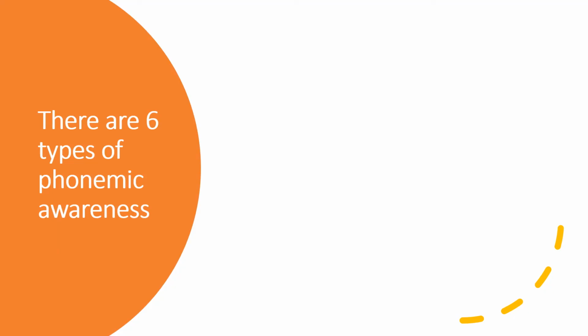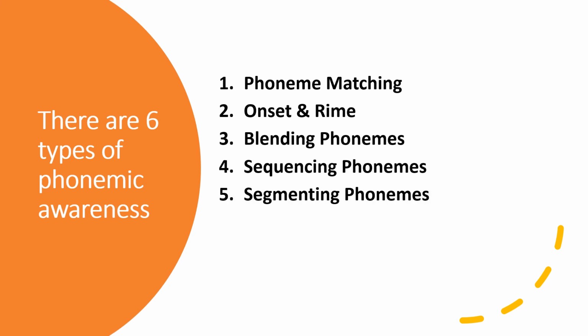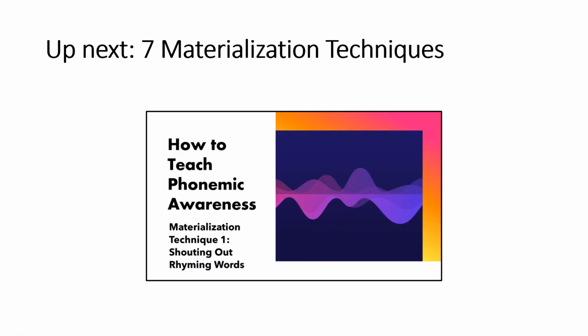As I have discussed in this video, there are 6 types of phonemic awareness: phoneme matching, onset and rime, blending phonemes, sequencing phonemes, segmenting phonemes, and manipulating phonemes. This video introduced a few ways to teach and have students practice the 6 types of phonemic awareness. In the next section of this course, I will introduce 7 materialization techniques. These are simple exercises you can do in class to further support the development of phonemic awareness.